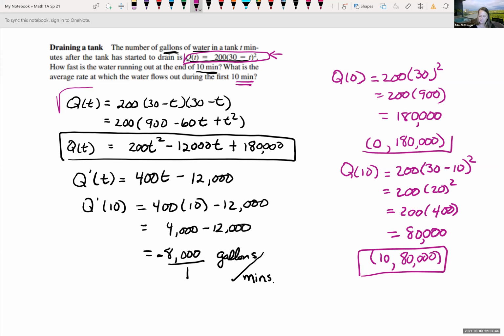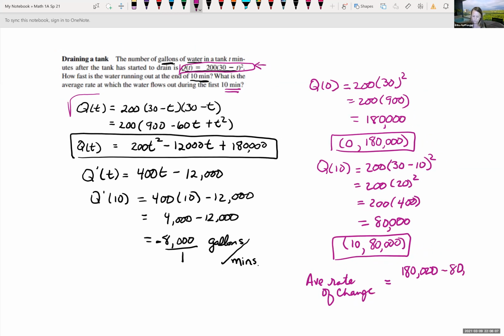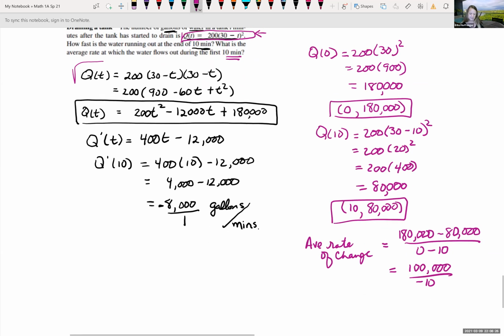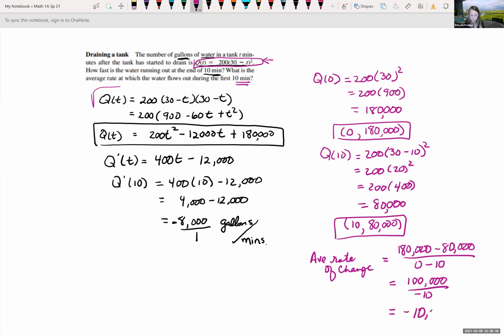So now I'm looking at my average rate of change. The average rate of change is the change in my number of gallons, so 180,000 minus 80,000, all over 0 minus 10. So 180,000 minus 80,000 is 100,000, divided by negative 10. That gives me negative 10,000. And this is the number of gallons per minute.